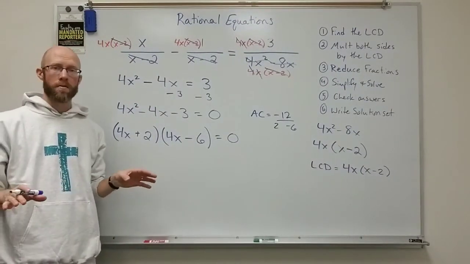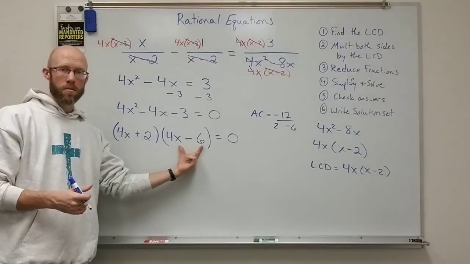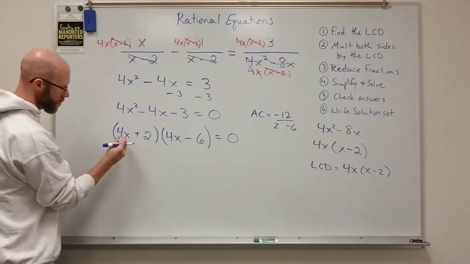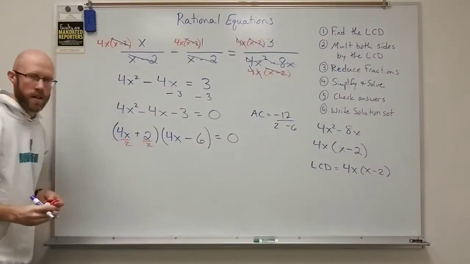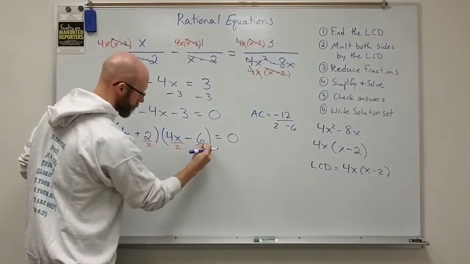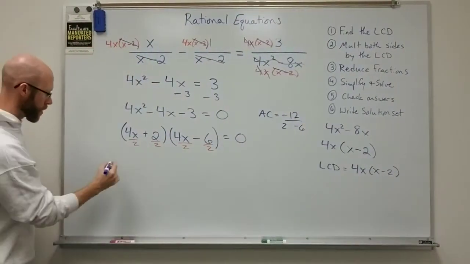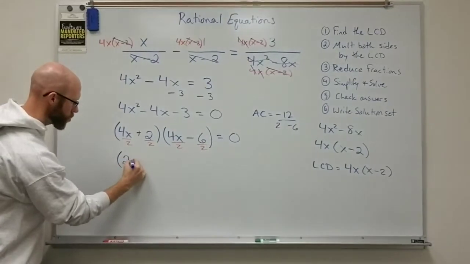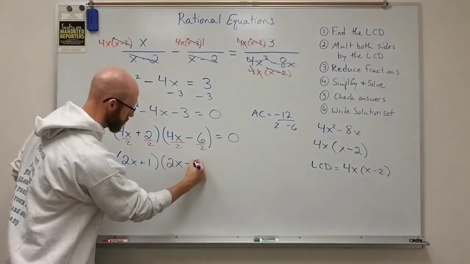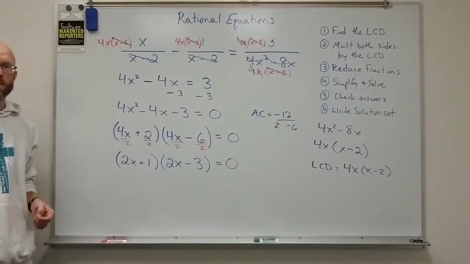rid of any common factors, right? So anything that's a common factor within these sets of parentheses. So here in this first one, there is a common factor of 2. We've got to divide that out. And in the second set of parentheses, there's also a common factor of 2. We have to divide those out. And what we'll be left with is a 2x plus 1 and a 2x minus 3 equal to 0 when we divide those out. Okay?